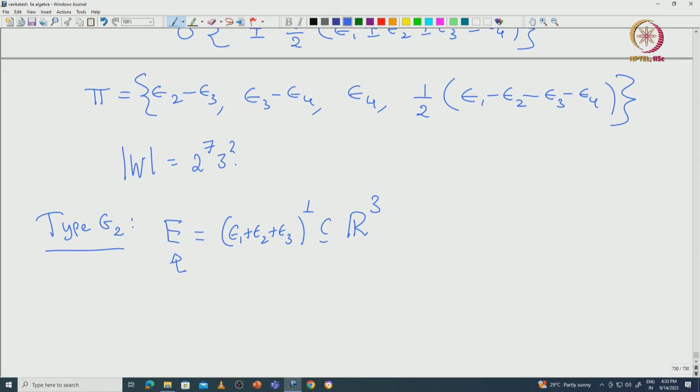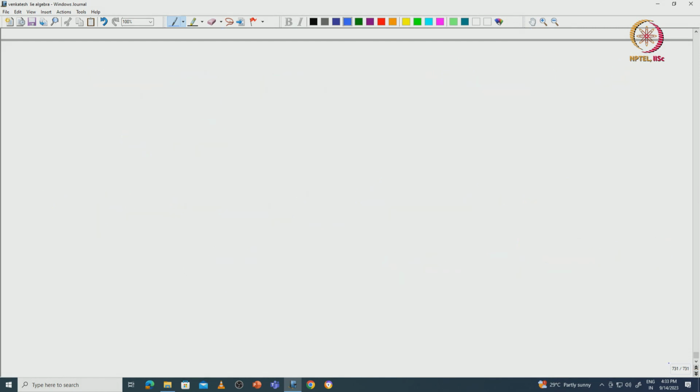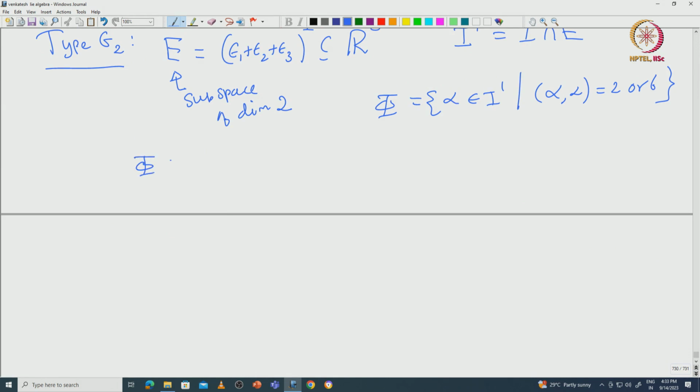So, this is your Euclidean space of dimension 2. Now, we take, as before, I dash to be I intersection E. Then you take phi to be those alpha inside your I dash such that the squared length of this is either 2 or 6. So, this is a very explicit root system. Again you can give this very explicitly. Note that the squared length is either 2 or 6. Okay. That makes it okay.